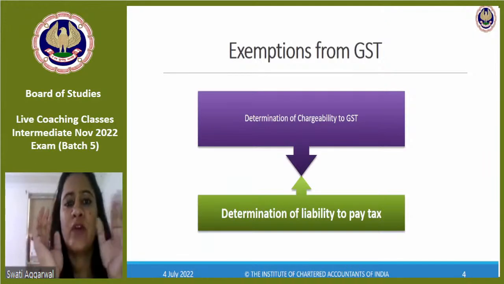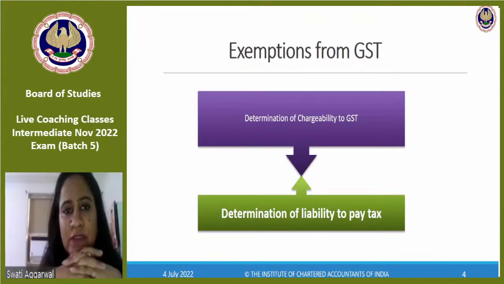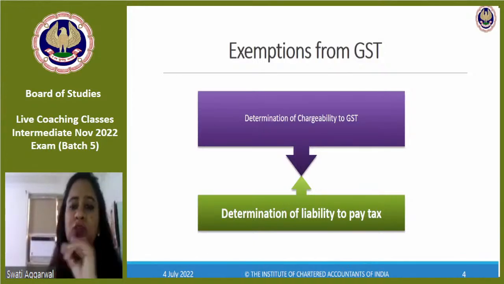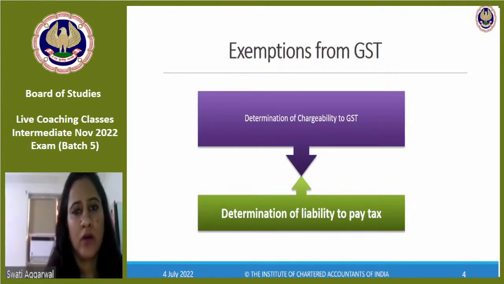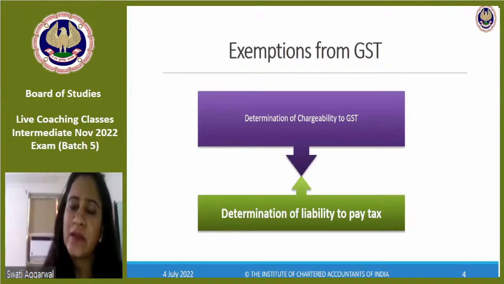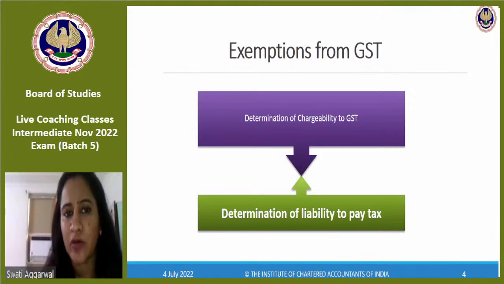First of all, we need to determine chargeability to GST. Determination of chargeability to GST is the first step, right? First of all, we need to determine whether a particular supply of goods or supply of services is chargeable to GST or not. Then if something is chargeable to GST, we come to the second stage, determination of liability to pay tax. Then we decide whether a particular exemption is given in the case of supply of that good or supply of services.